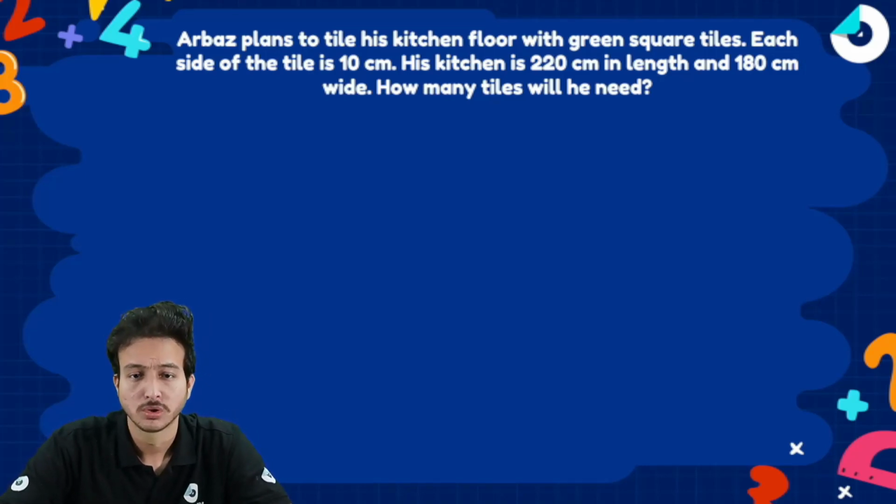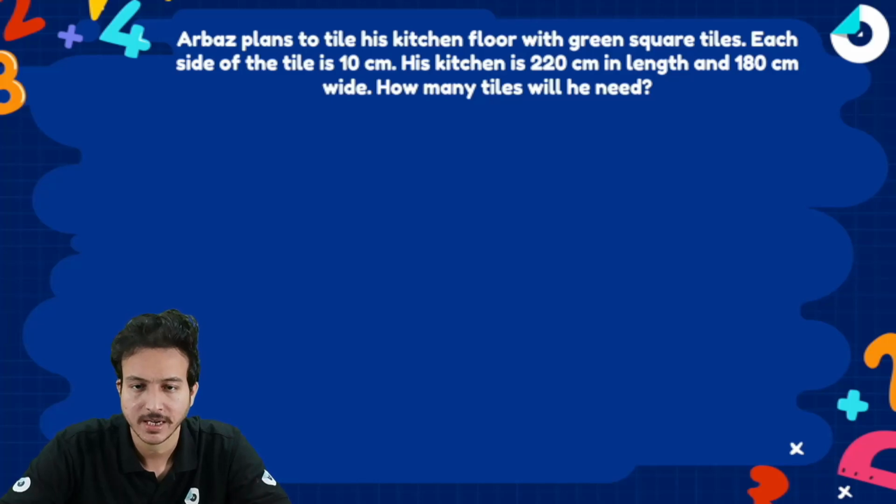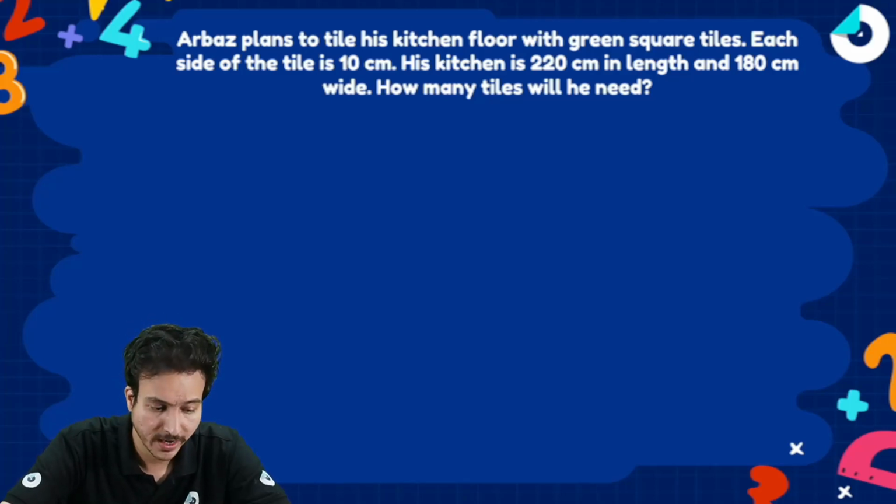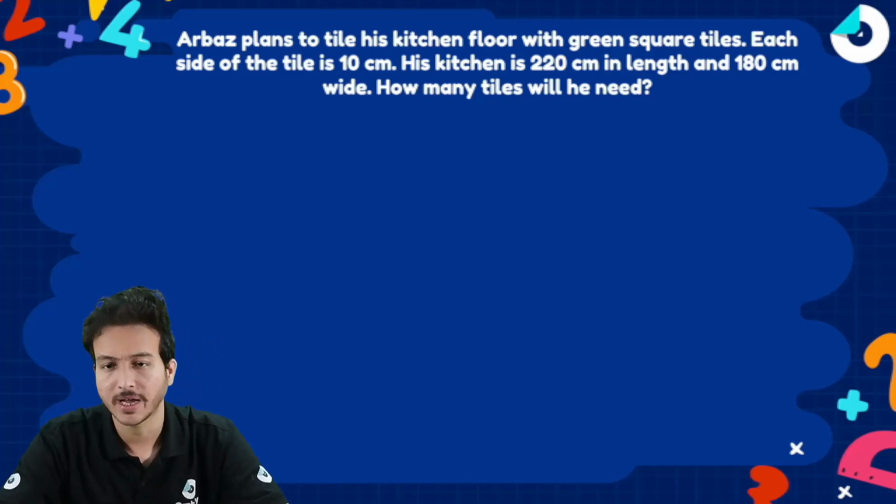Arbaz plans to tile his kitchen floor with green square tiles. Each side of this tile is 10 centimeter. His kitchen is 220 centimeter in length and 180 centimeter wide. How many tiles will he need? We need to find the number of tiles he needs.